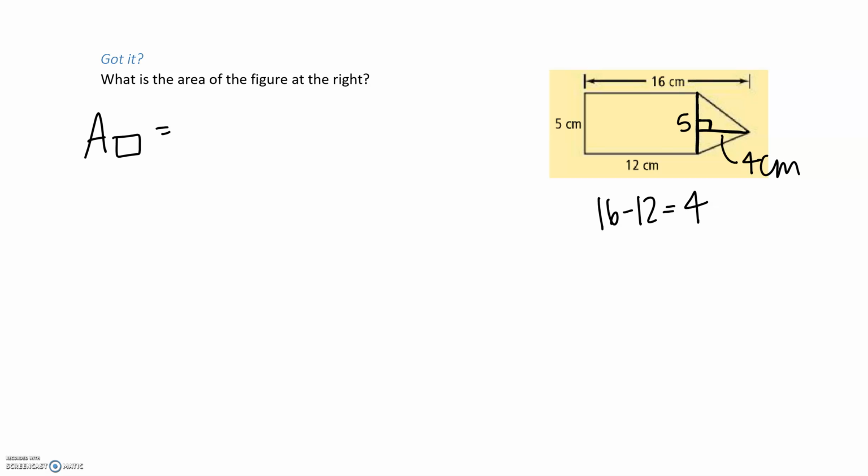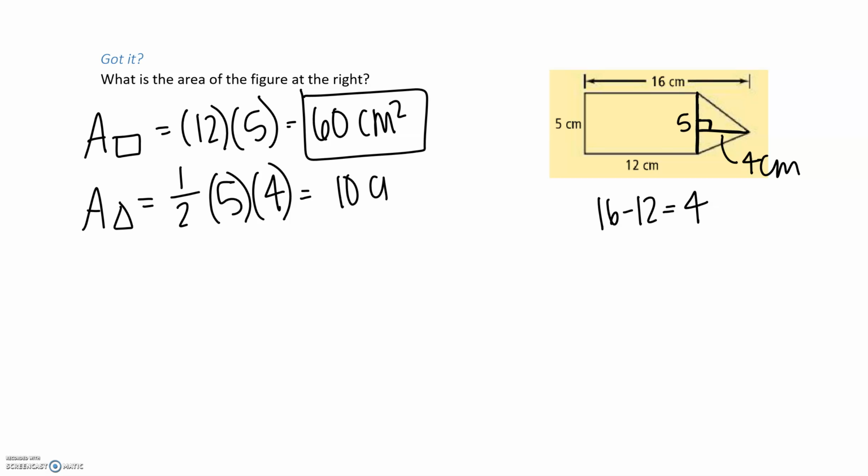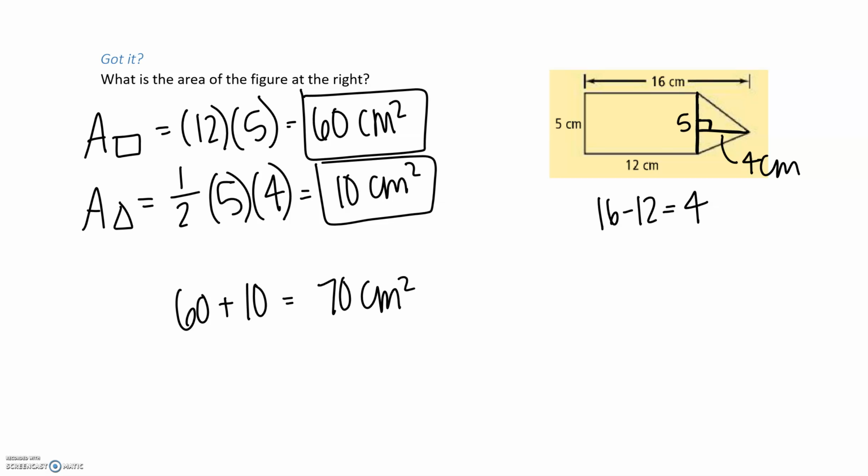Okay, so to find the area of a rectangle, we are taking our base times our height, so our base is 12, our height is 5, which gives us 60, and that's going to be centimeters squared. And to find the area of our triangle, we are going to have 1/2 times our base. Our base of that triangle is 5, times our height, which was 4. So 1/2 times 5 times 4 is going to give us 10 centimeters squared. So to find the area of the entire figure, we are going to add those together. So we have 60 plus 10 equals 70 centimeters squared.